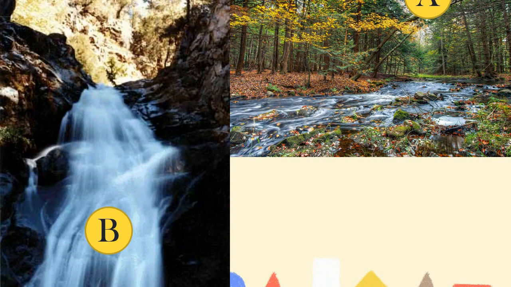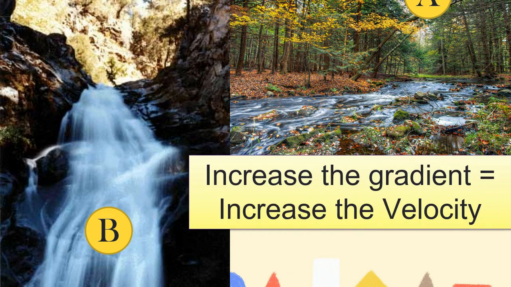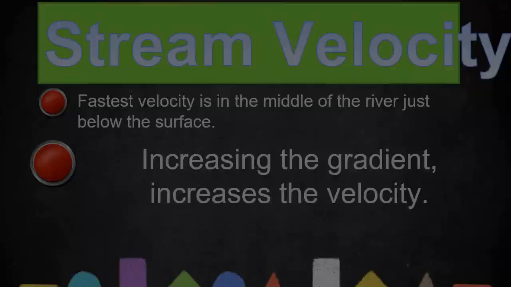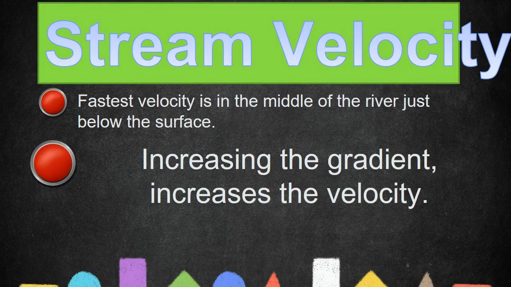In all three instances, the reason the river is moving faster is because it's going down a steeper hill or an increased gradient. The faster water is going to move when there's a steeper hill. That's not a surprise at all. If we increase the gradient, and gradient means steepness, we'll increase the velocity of the water. So the fastest water is always in the middle, just a little below the surface, and if we increase the gradient, that will increase the velocity of the river.